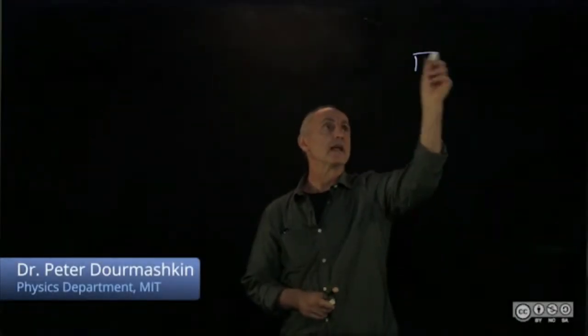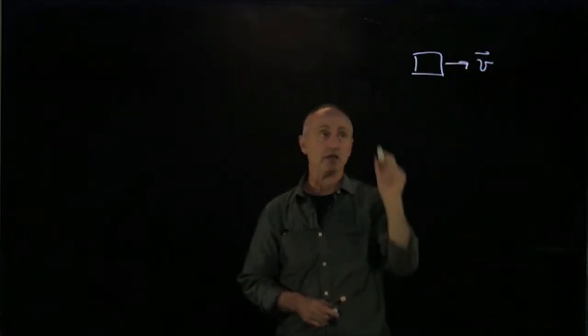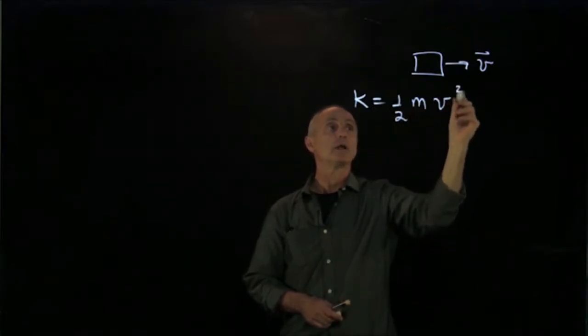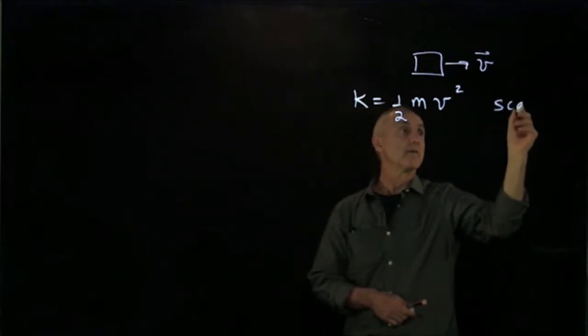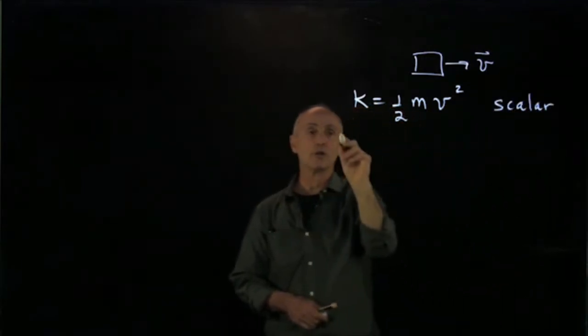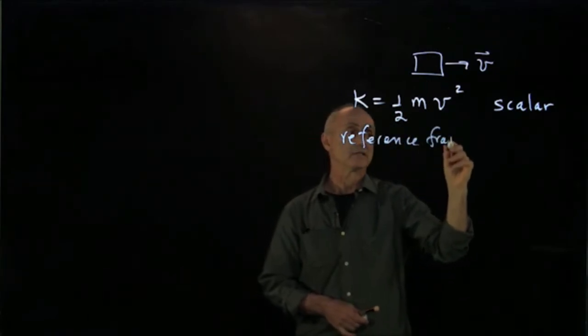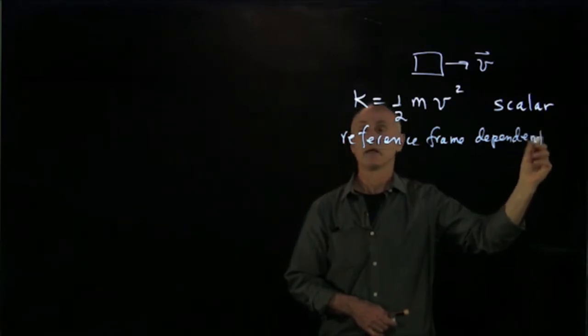So let's talk about kinetic energy again. Remember, when we have an object moving with speed v, we define the kinetic energy of the object as a scalar quantity 1/2 mv squared. This is scalar, and what's very important to realize, it is reference frame dependent, because the velocity of the object depends on what reference frame we're in.